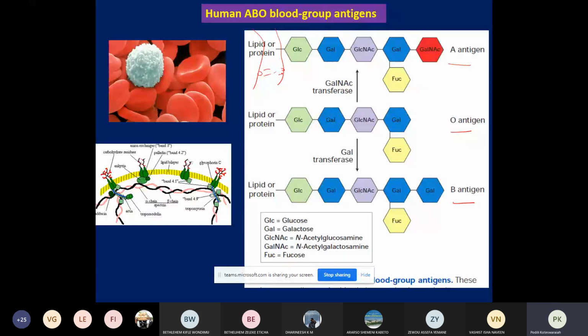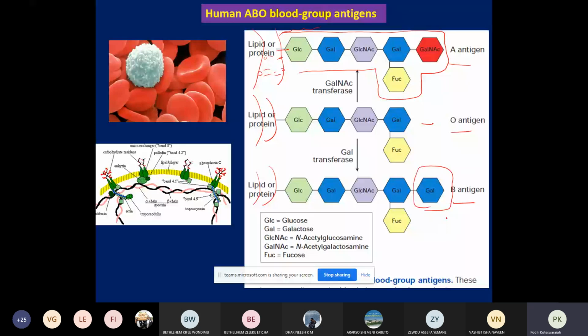This is the red blood cell membrane. If this membrane has glucose, galactose, N-acetyl glucosamine, galactose, N-acetyl galactosamine, and fucose, when the red blood cell has this type of glycan chain on the surface, then it is known as the A antigen. And if it has the same structure except N-acetyl galactosamine, then it is an O antigen. And if it has the same structure with one extra galactose, then it is a B antigen.